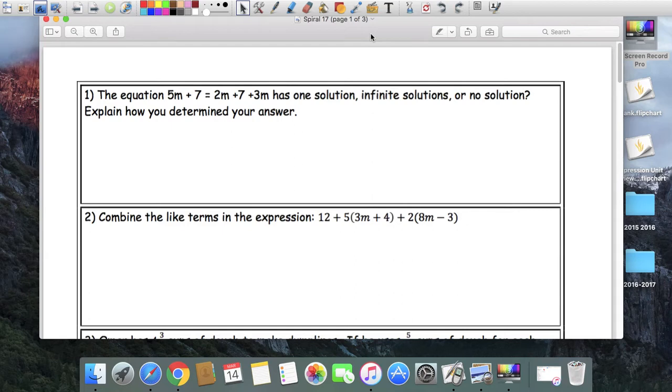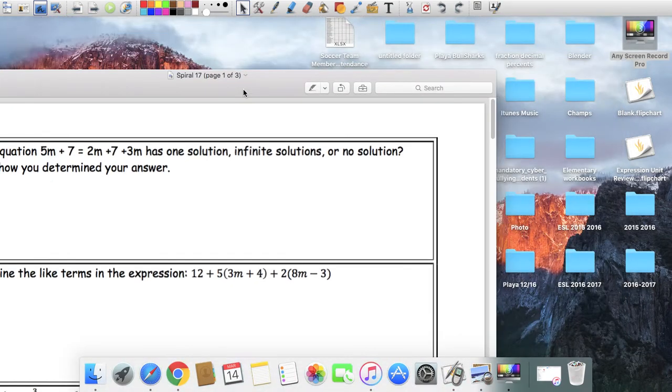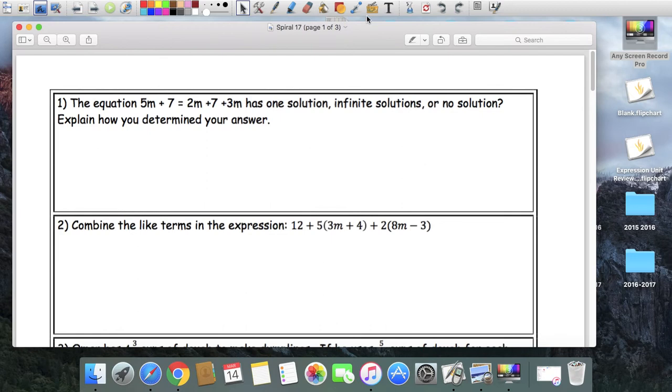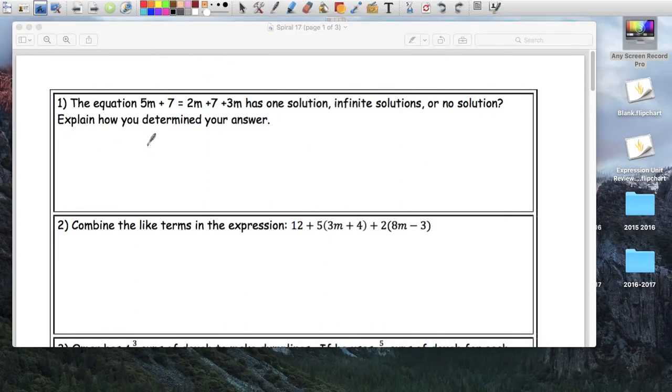Okay, so let's get started. The equation 5m plus 7 equals 2m plus 7 plus 3m has one solution, infinite solutions, or no solution. So I think if you remember, on one side I have 5m plus 7. On the other side I have 2m plus 7 plus 3m. If you noticed, I can combine this 2m and 3m, and 2m plus 3m gives me 5m.